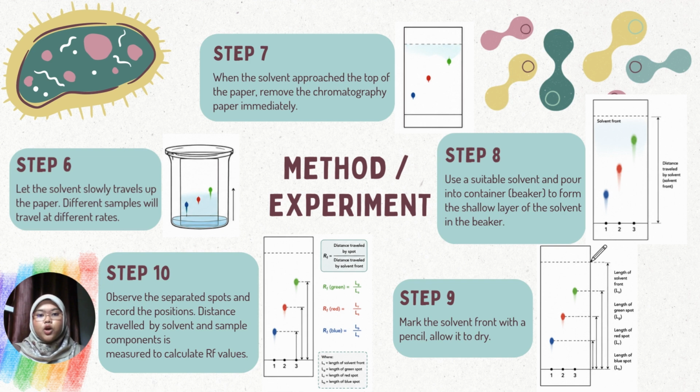Step 8. Use a suitable solvent and pour it into a container to form a shallow layer of the solvent in the beaker. Step 9. Mark the solvent front with a pencil. Allow it to dry. And then lastly, step 10. Observe the separated spots and record their positions. The distance traveled by the solvent and sample components is measured to calculate the Rf values.